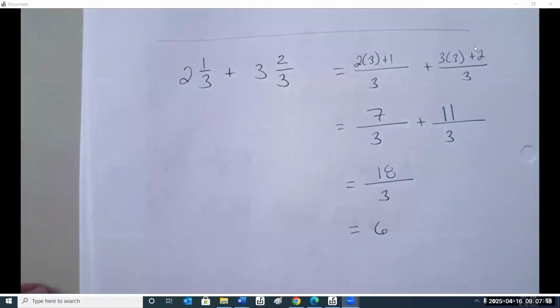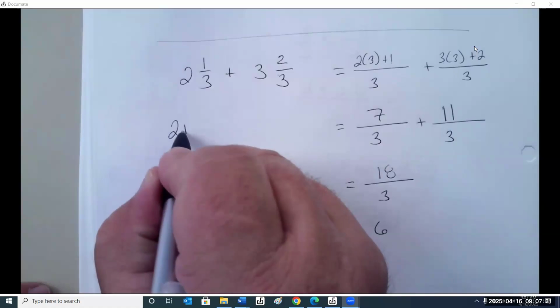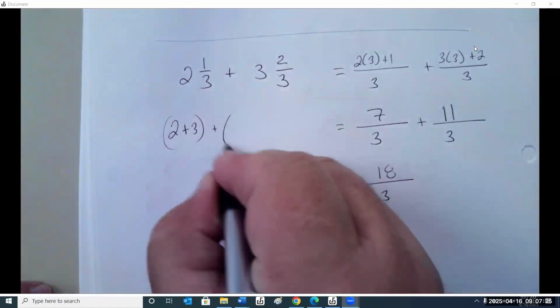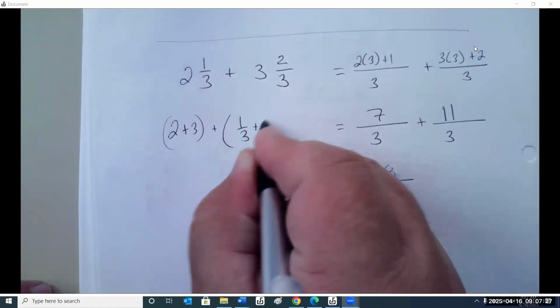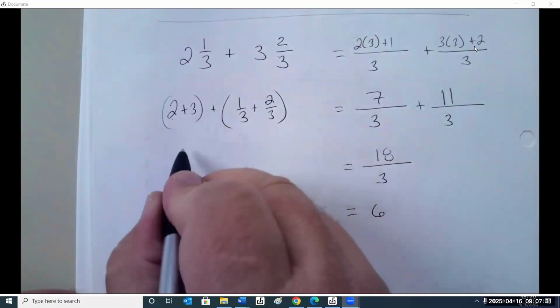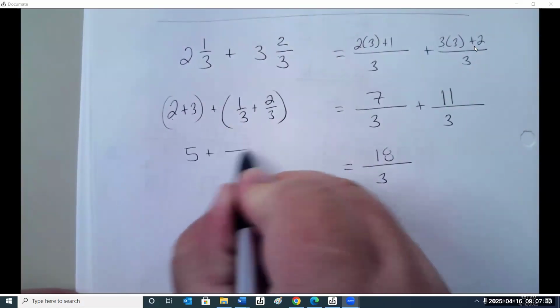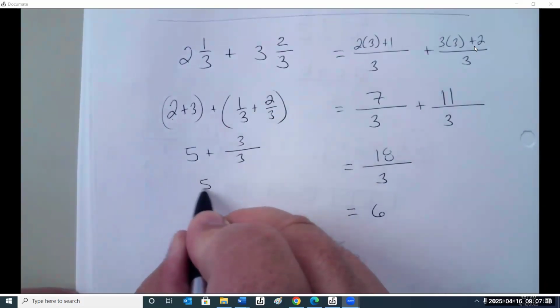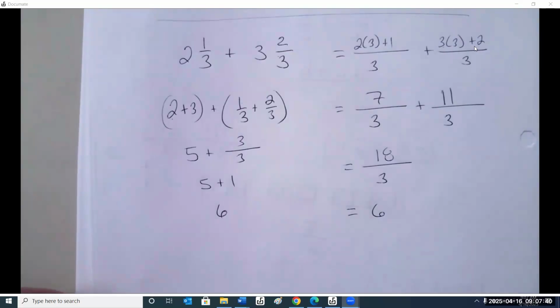Another way we can do it, we can add the integers and we can add the fraction part. 2 plus 3 is 5. 1 plus 2 is 3 over 3, is 6. Treat them both separately and then put them together.